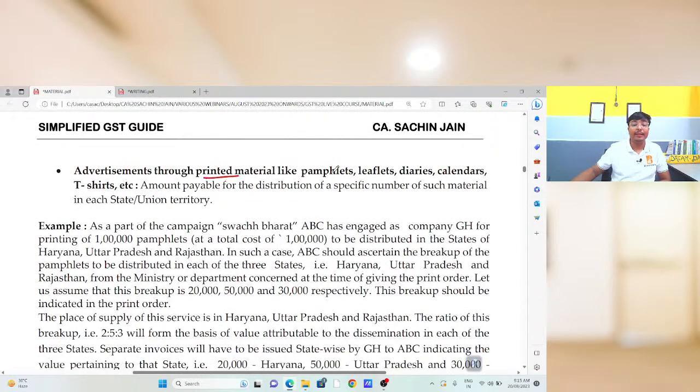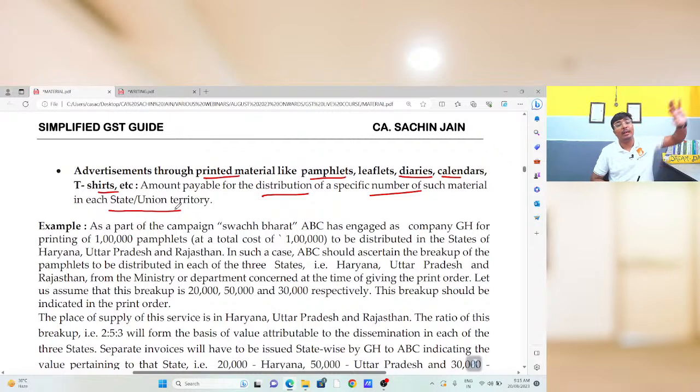Advertisement through printed material like pamphlets, diaries, calendars, t-shirts, etc. In that case, what will be the place of supply? So the amount payable for the distribution of a specific number of such material in each state and union territory. Suppose for distributing these materials, I am going to pay Rajasthan 10 lakh rupees, Maharashtra 20 lakh rupees, Tamil Nadu 50 lakh rupees. So whatever amount I pay to different states for distribution of those printed materials, in that case we need to distribute the amount payable in this ratio.